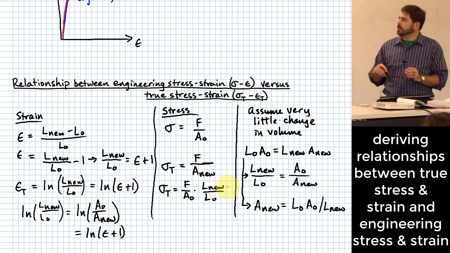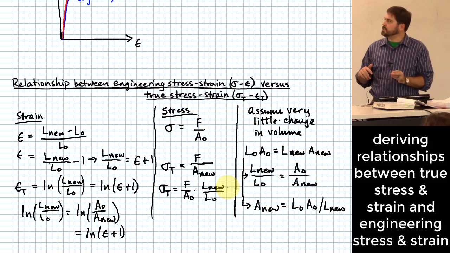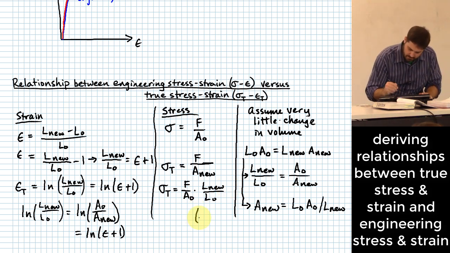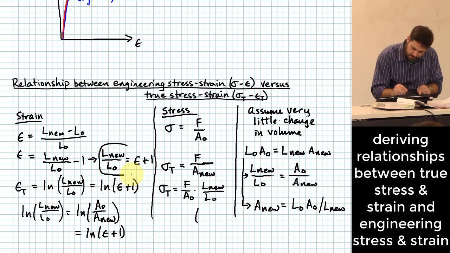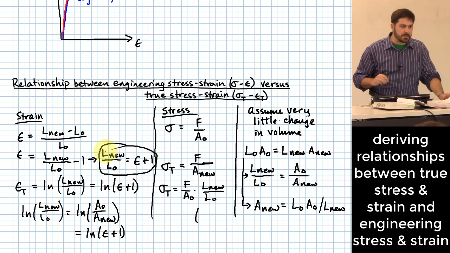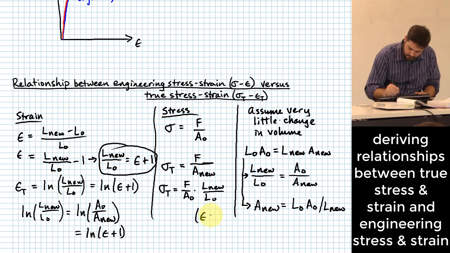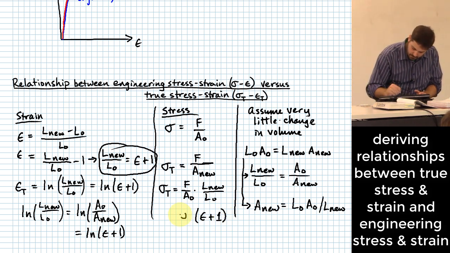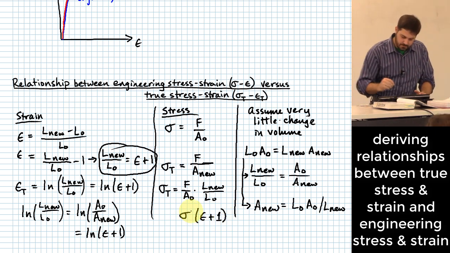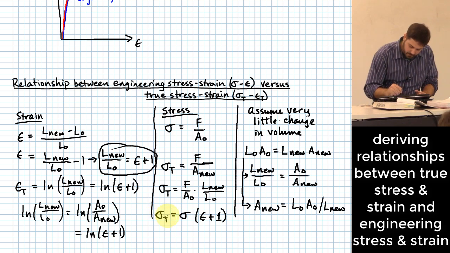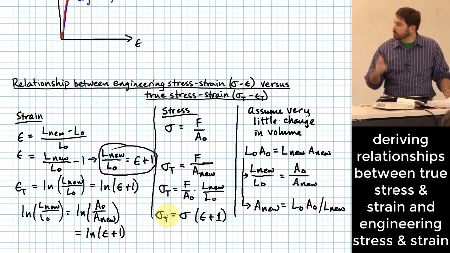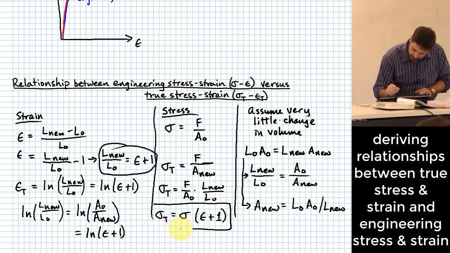All right. Well, that's kind of interesting. What is L new over L naught? L new over L naught is engineering strain plus 1. What's F over A0? Engineering stress. And this is what true stress is. Okay? So we've got a few relationships here that I wanted to walk us through.